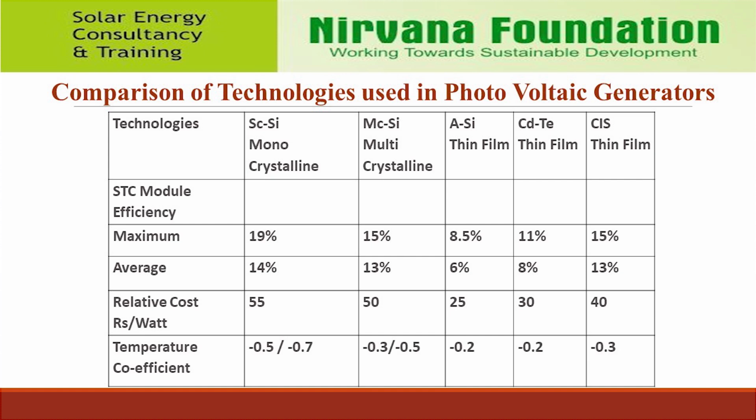Amorphous silicon has 8.5% efficiency. Cadmium telluride cells have efficiency levels in a range of 11%. Copper indium gallium selenide cells have demonstrated the most promise with respect to their efficiency levels, which range from 15%. Somewhat comparable to crystalline technologies.